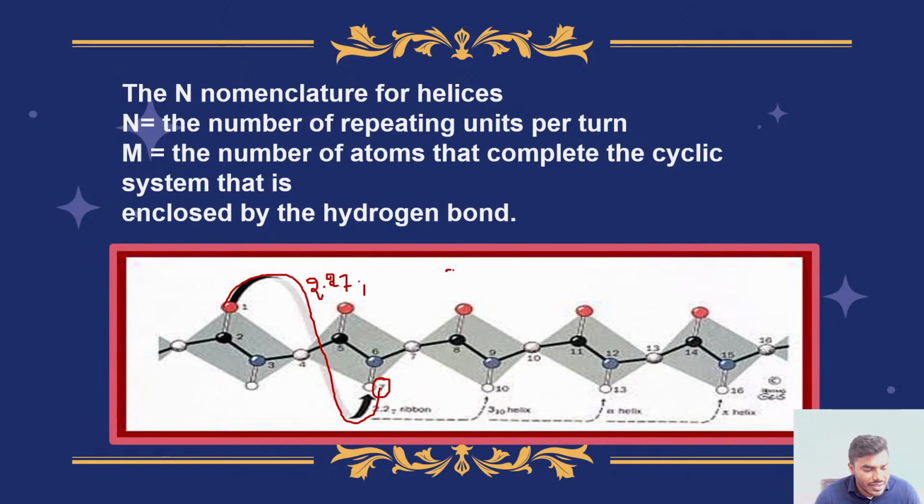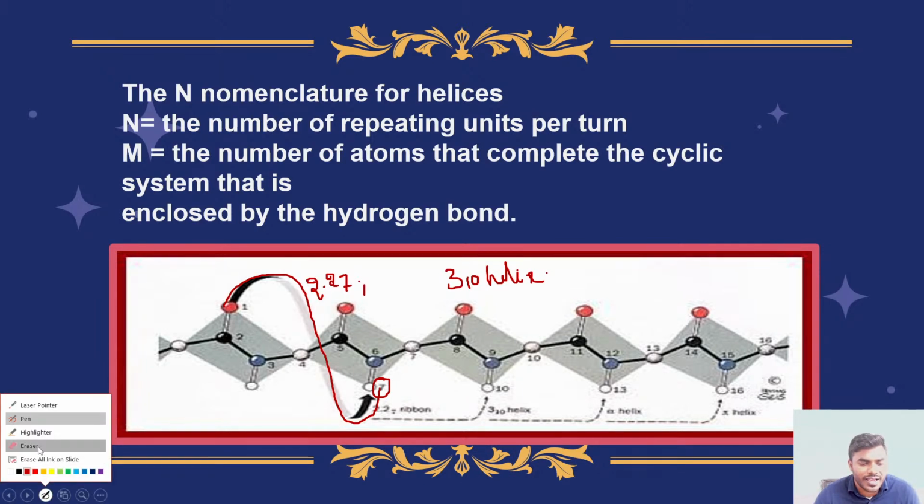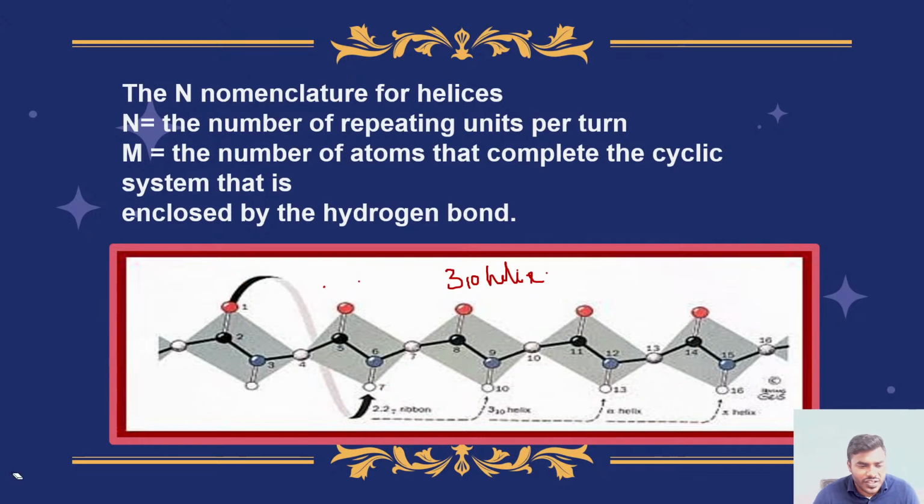Now there is another helix, friends. We will be calling it the 310 helix. Why do I call it 310 helix? You only look into the diagram very carefully. In case of a 310 helix, how many amino acids are involved, friends? You can see the picture very clearly.